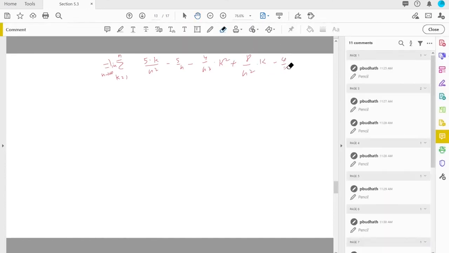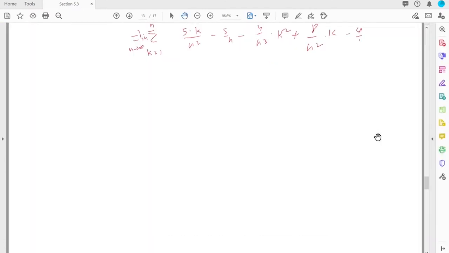We have to combine the like terms and try to simplify this. Okay, so 4 over n, and this summation sign is for every single term. If you combine the like terms here, you'll be able to see the first term and the second term from the last are the same, they are like terms. So 5k over n square, 8k over n square, that will eventually give us 13k over n square.